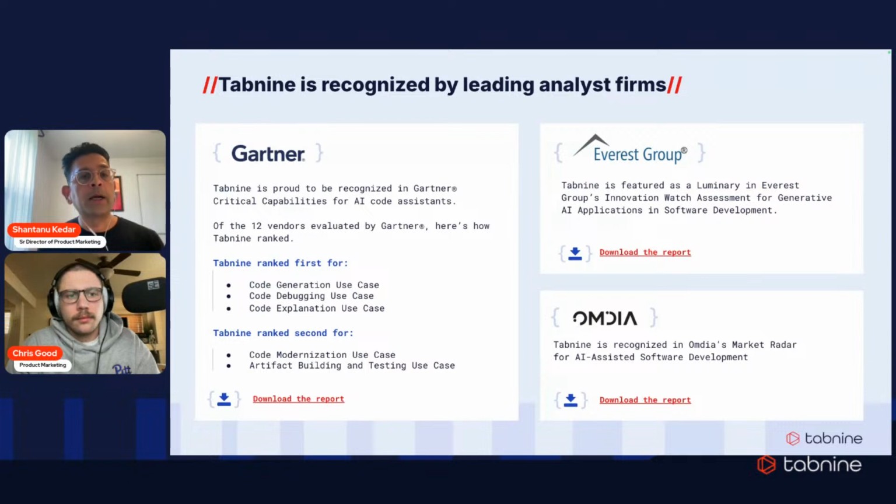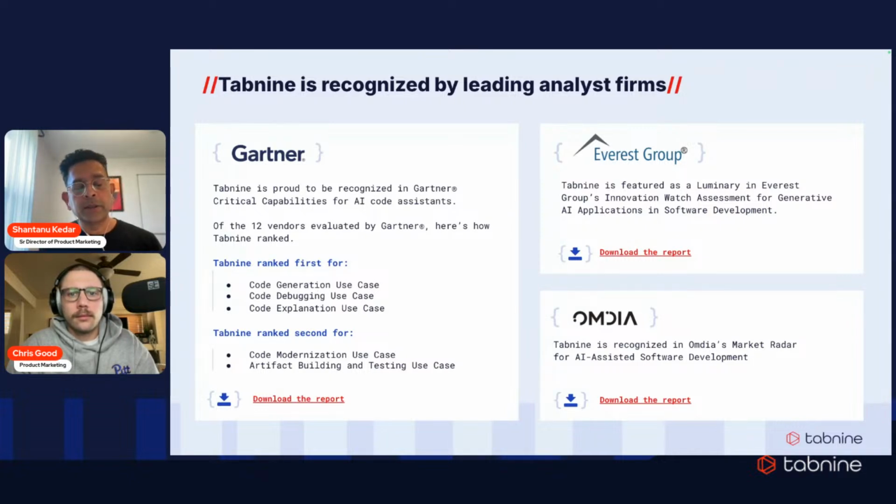In this report, Gartner evaluated 12 vendors, and we are proud to share that Tabnine was ranked first for the code generation use case, the code debugging, and the code explanation use cases. And Tabnine was ranked second for the code modernization use case and artifact building and testing use cases.